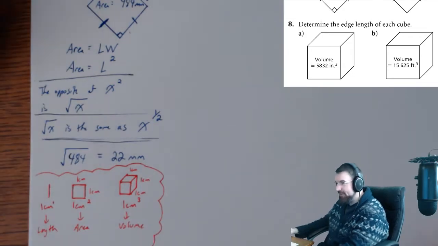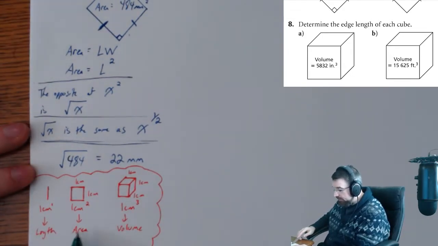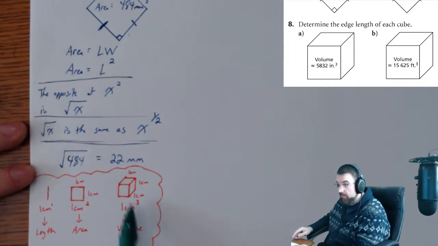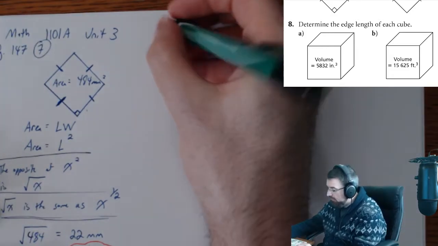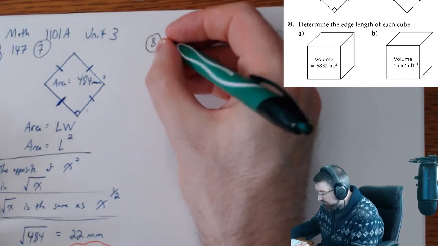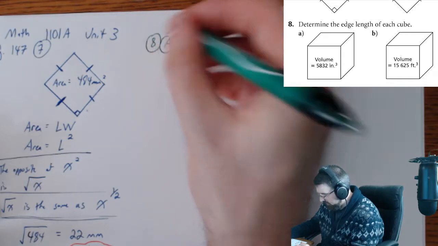Length, area, volume. We just looked at those. Area was two-dimensional, so we had to take a square root. Volume is three-dimensional, so guess what? We are going to have to take a cube root. I lied just now. You are going to have to know cube root right now. My bad.